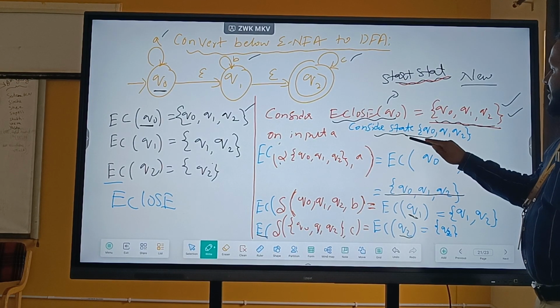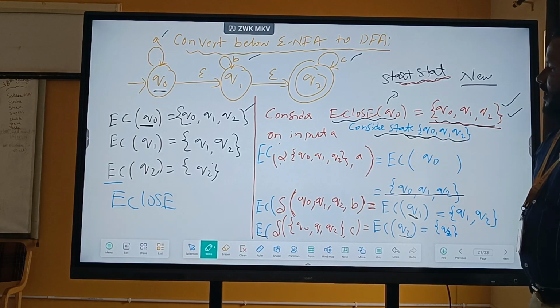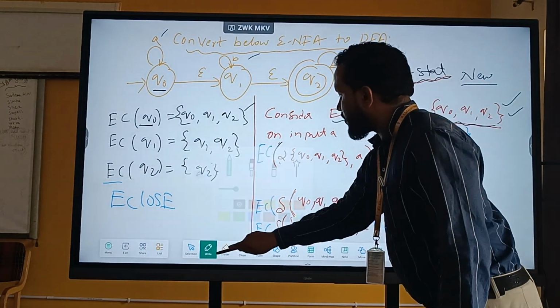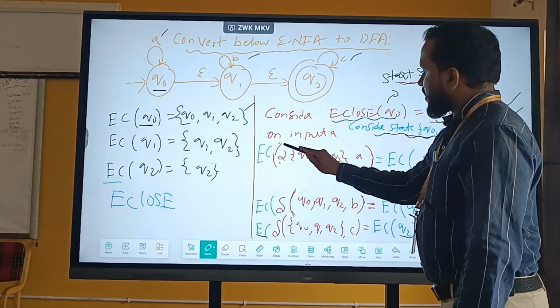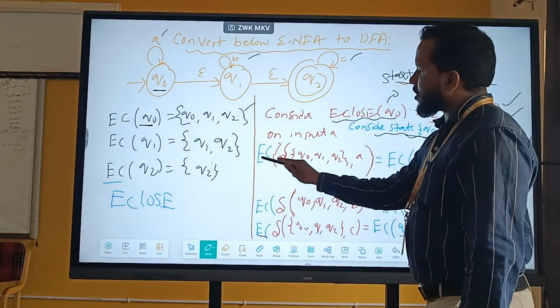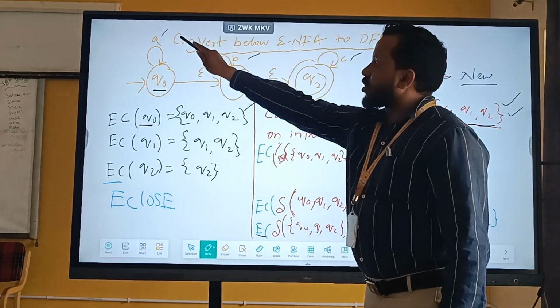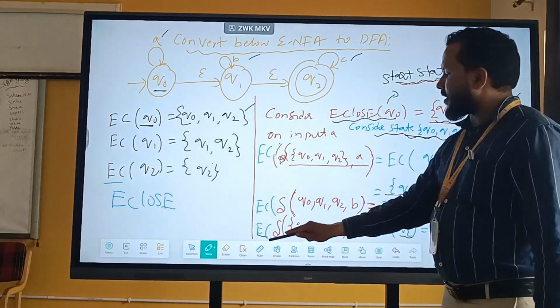Now consider this as our new state. For this state we will apply the transitions. We apply the transitions on Q naught on A, and finally we will find the epsilon closure. So in this diagram, Q naught on A, what is the output we'll get?